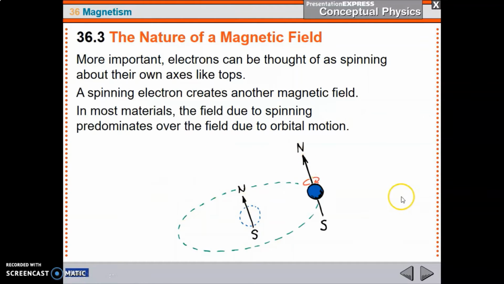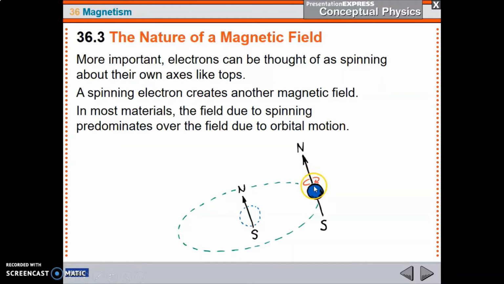Now, here's a picture of an electron, and it's orbiting the nucleus. I don't know if you remember this from chemistry, but all electrons have a property called spin. Electrons can be thought of as spinning about their own axes like tops. So while this electron is moving around the nucleus, it's also spinning. They all do that. They're required to do that. You can't stop an electron from spinning. It's an inherent property, and this is what makes the magnetic field.